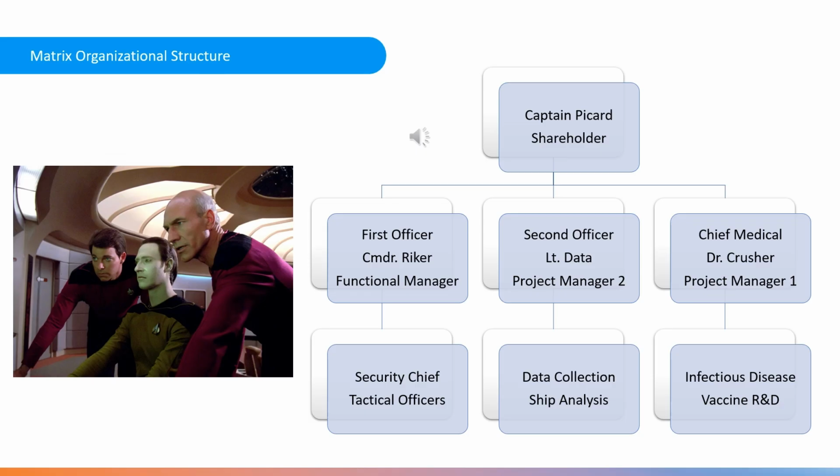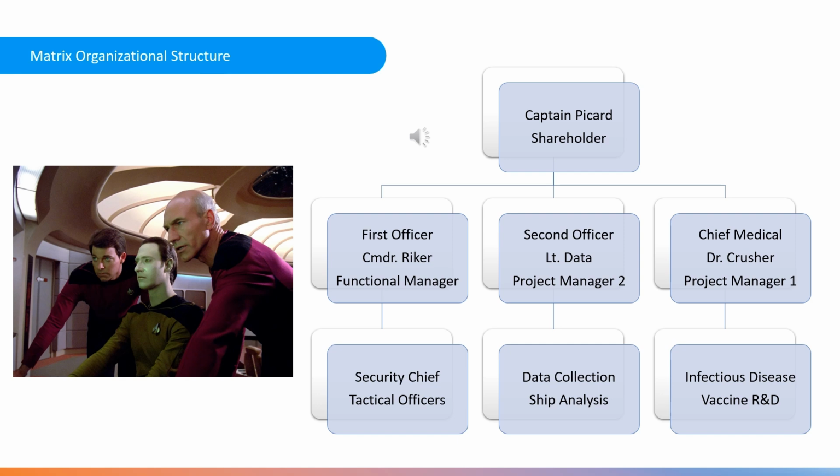Finally, we're going to discuss matrix organizational structures. Matrix organizational structures are a blend of functional and projectized structures and typically have teams that report to two or more project managers and a functional manager.